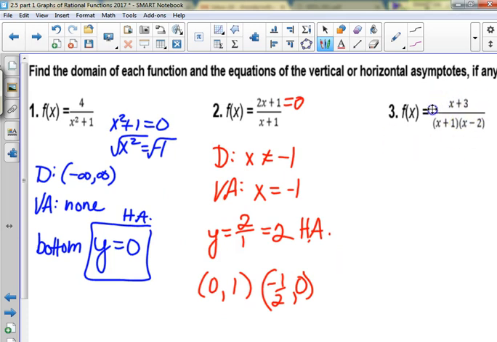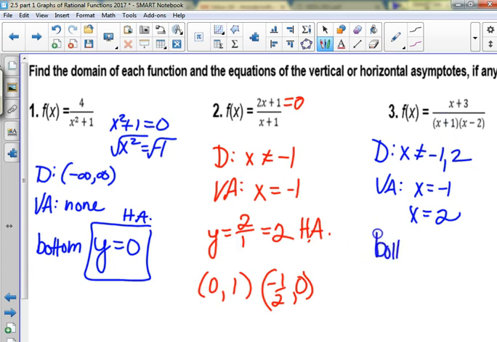All right, what about this guy? Domain, x cannot equal -1 or 2, so there are vertical asymptotes at both x equals -1 and x equals 2. Degree? Degree 1 over 2, so it is bottom heavy, and it has a horizontal asymptote then at y equals 0.